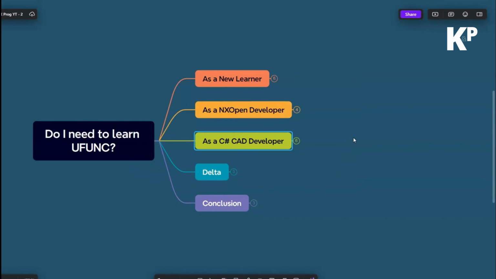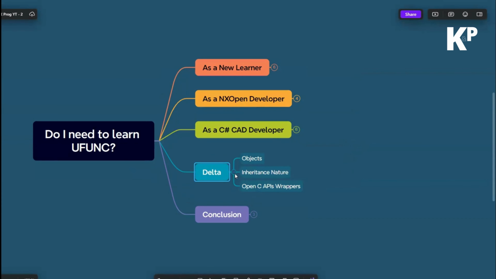Then, these are the three different situations you might be in, and you need to learn about. You need to know whether you shall consider UFUNC or not. I hope that you got enough clarity. Now, let me talk about the delta. What exactly is the difference between NXOpen APIs and UFUNC APIs?